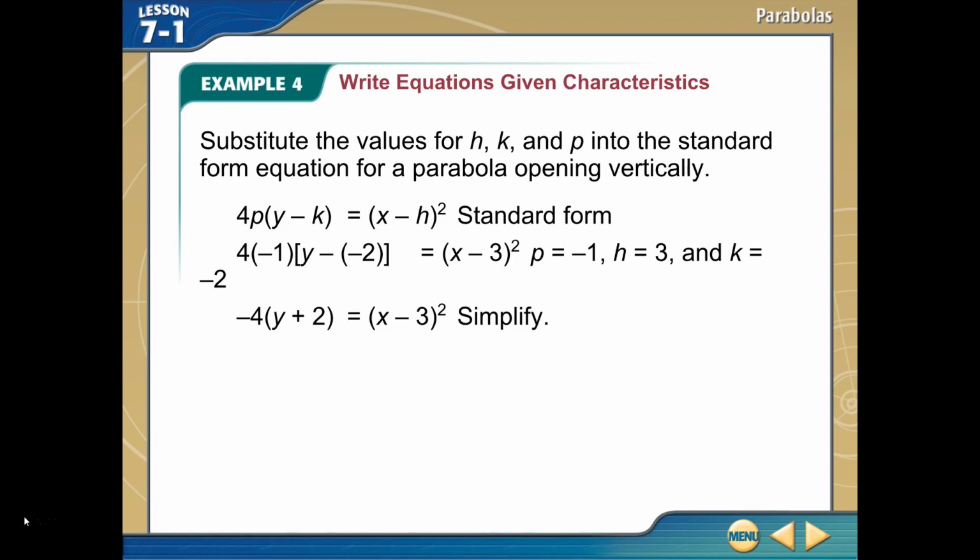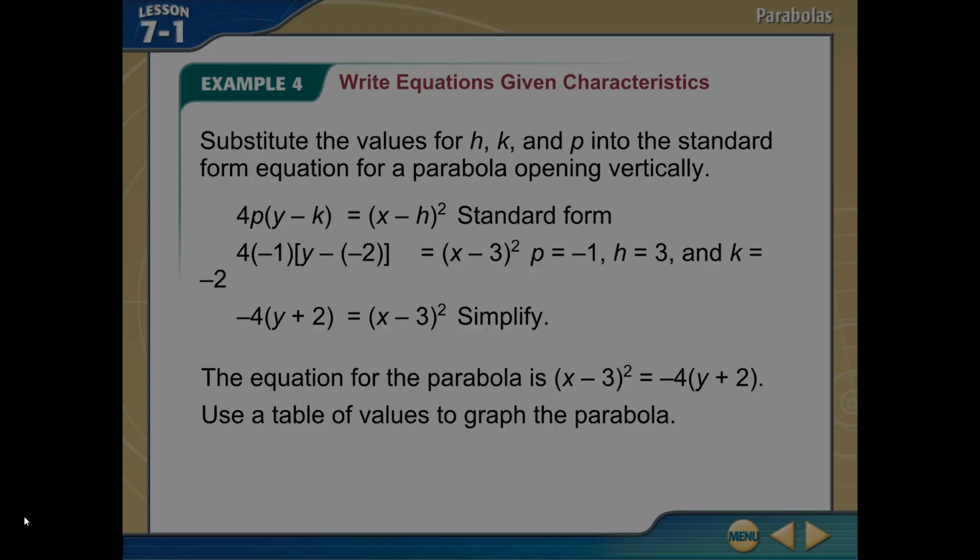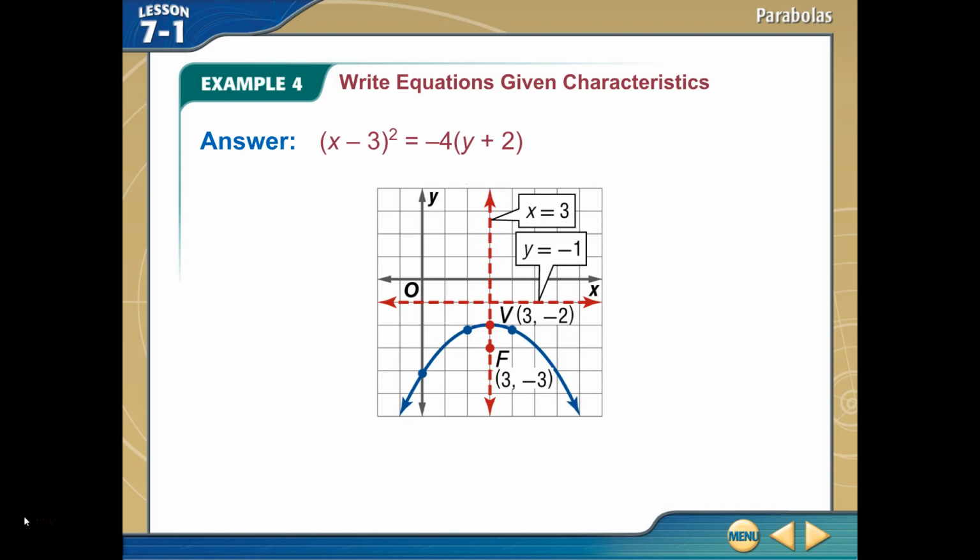We can check it by graphing it, either on the graphing calculator or again going back through the center point and then p-value. There we go. So from there, given the characteristics, you can figure out what the equation would have to be. Right? And then the table, you get the graph. It looks like we expect it to. It has the right vertex, it has the focus, and it has the directrix.